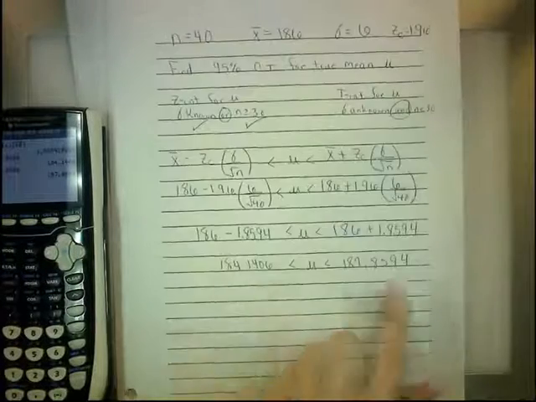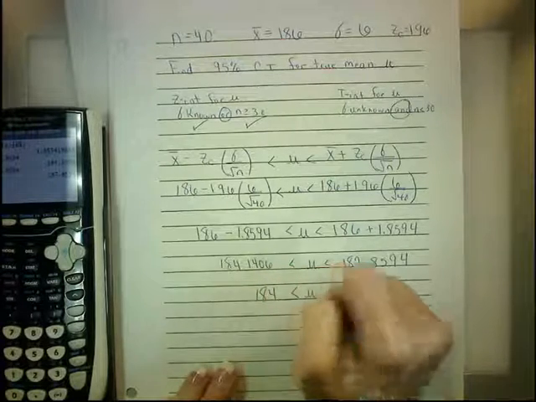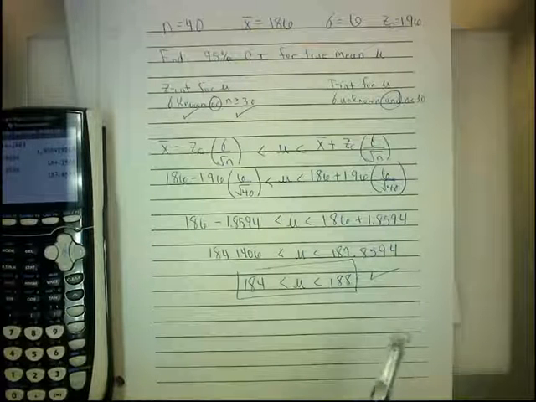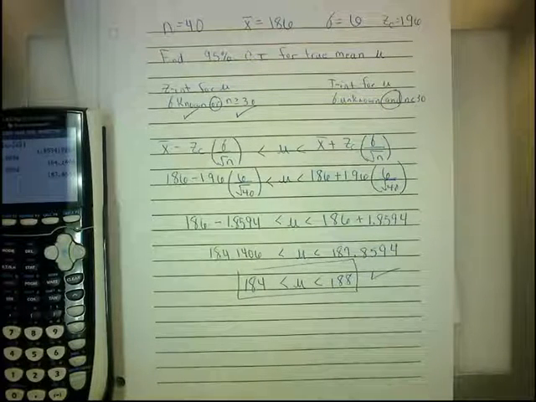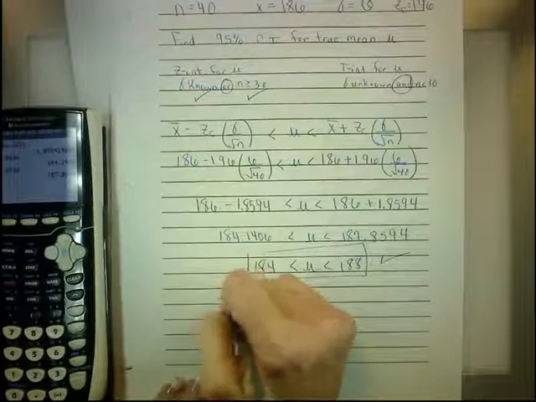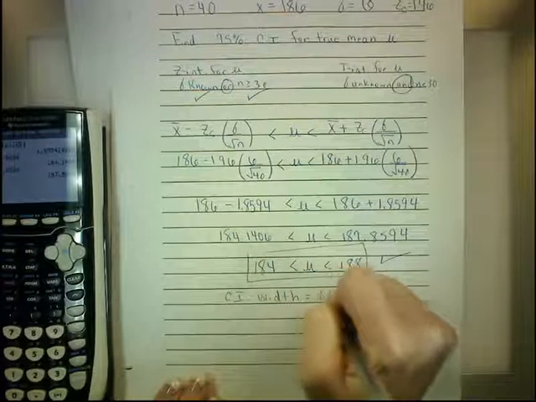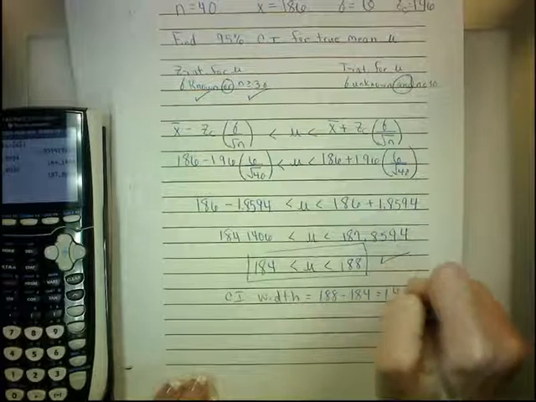So each will be rounded to a whole number, 184 to 188. Final answer: we are 95% confident that the true mean score of all bowlers is between 184 and 188. And the confidence interval width is 188 minus 184, which is a difference of 4.